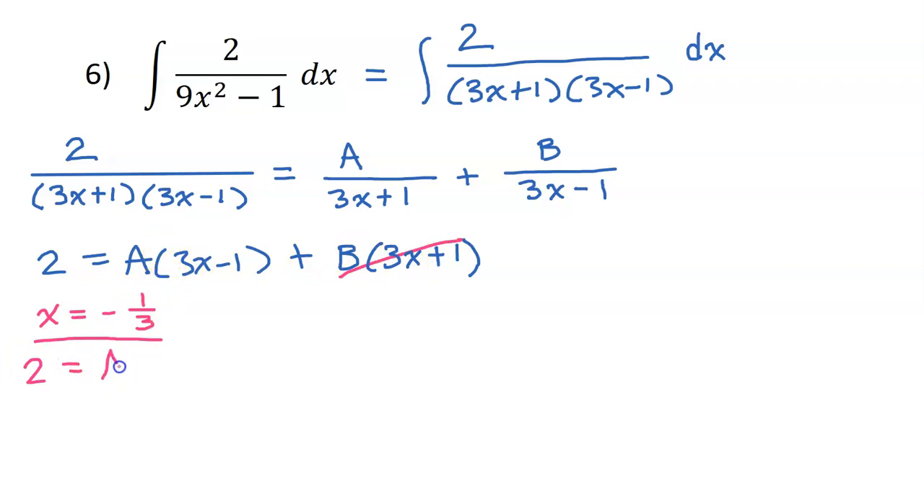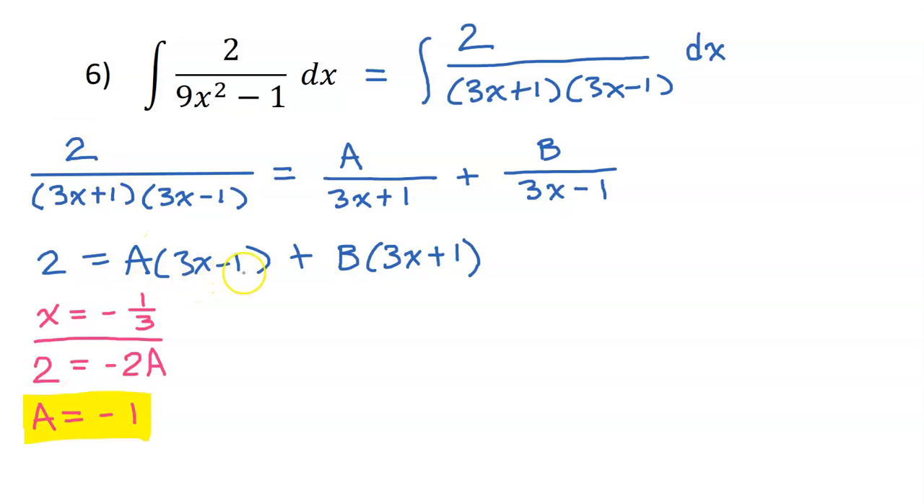On the right side we have A times 3 times negative 1/3 minus 1. So we have 2 is equal to A times, the 3's cancel out and we are left with negative 1 minus 1, which is negative 2. So we end up with 2 is equal to negative 2A. Dividing both sides by negative 2, we get A equals negative 1.